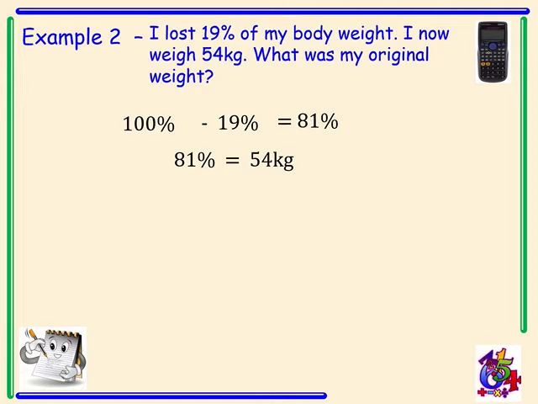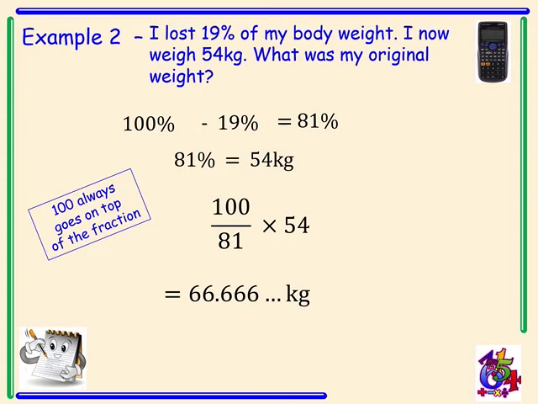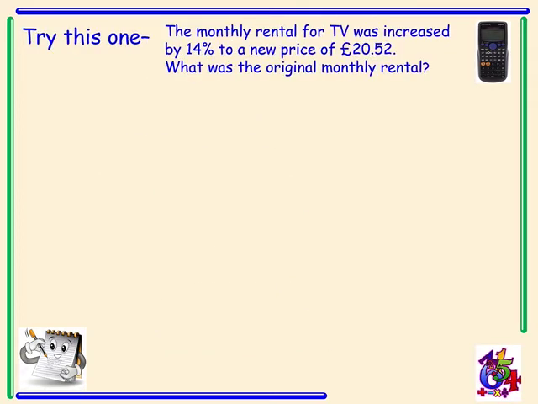I'm wanting to work back to 100, so I need to create a fraction. So 100 over 81 and I times by 54. Putting this into my calculator, I get 66.666. It's a recurring decimal here, therefore I round to 2 decimal places and it's 66.67 kilograms. Now try this example on your own. Please pause the video.